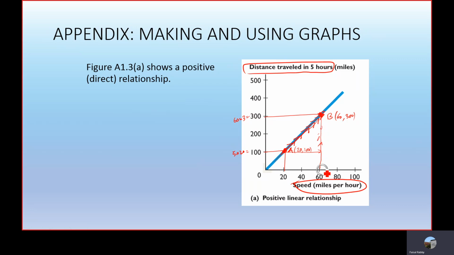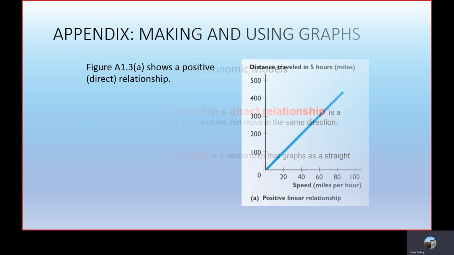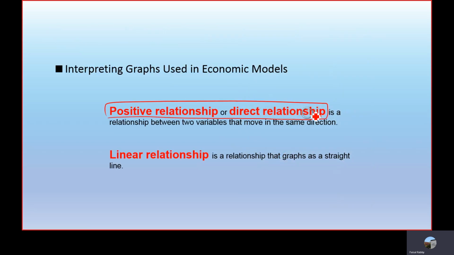That simply means that when speed is increasing from 20 to 60 in our case, distance crossed is also increasing and vice versa. So now we know what positive relationship means. And by the way, let me take you to the previous slide. Positive relationships are sometimes also called direct relationship. And the example that we saw in the next slide is showing us a linear relationship, which means the relationship shown between speed and distance crossed in 5 hours was a straight line relationship.